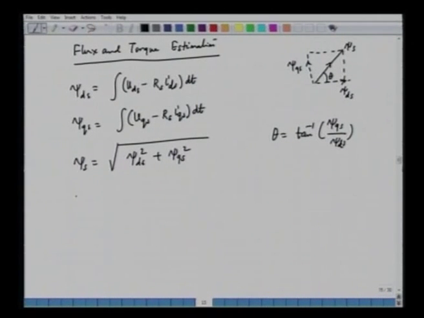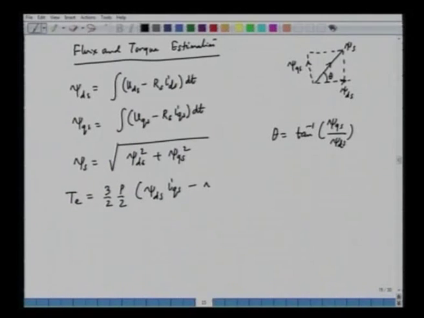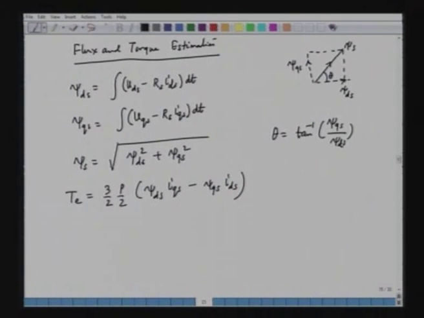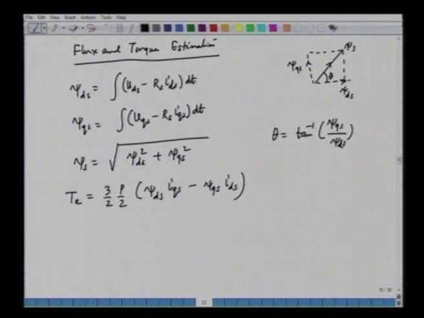And then what about the torque? The torque can be estimated: TE is equal to 3 by 2 into P by 2, into psi ds, which we have been able to calculate, into IQS, IQS we can always measure using a Hall sensor, minus psi qs into IDS. So, this is the expression for the torque, and it can be obtained from the flux and the current. The flux is calculated and the currents IDS and IQS are measured.